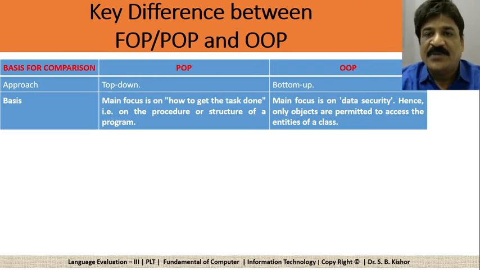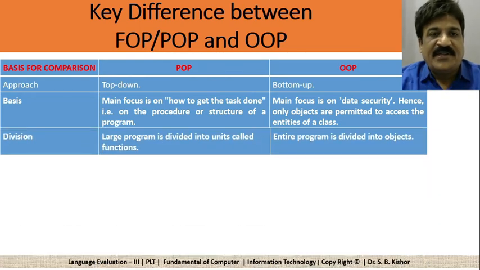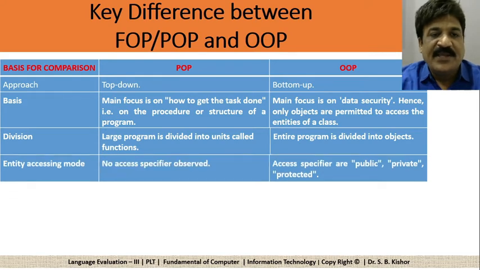Hence, only the objects are permitted to access the entities of the class. When we talk about entities, it means data members and member functions. Now, division. A large program is divided into units called functions. Here, the entire program is divided into various objects. Executing entity accessing mode: no access specifier is observed. Access specifiers are public, private, and protected.